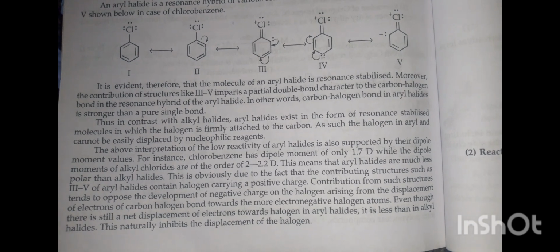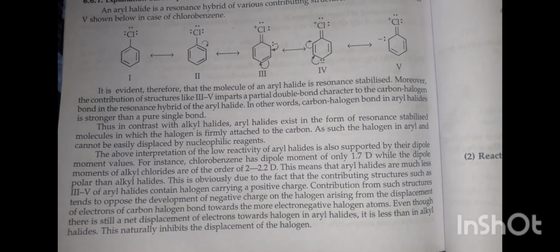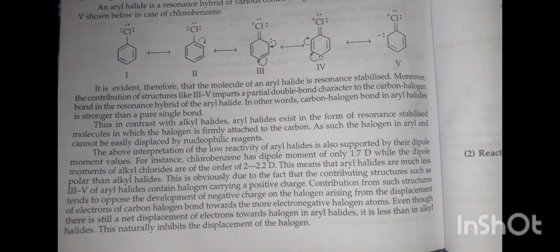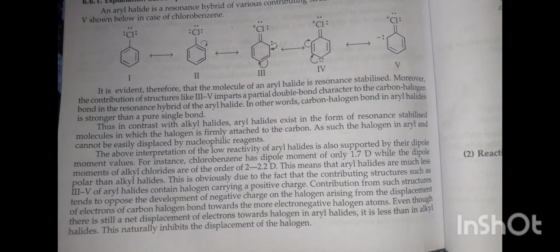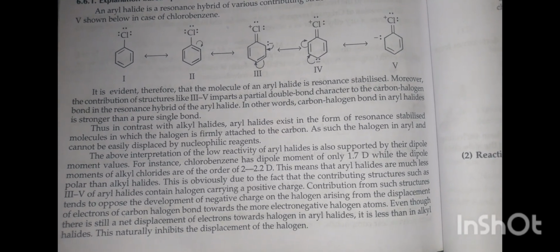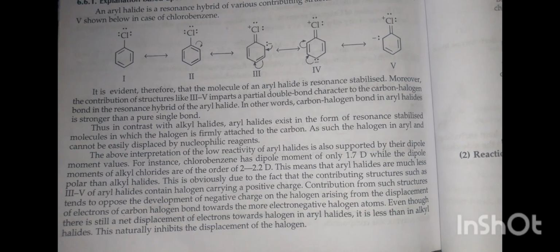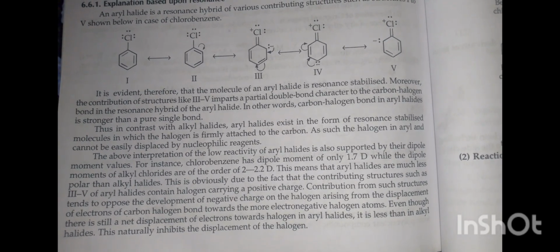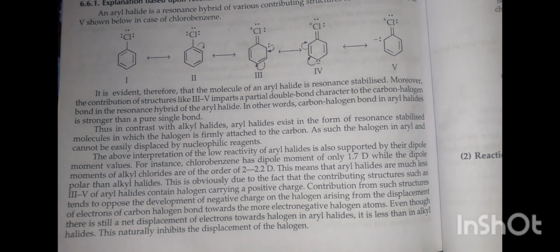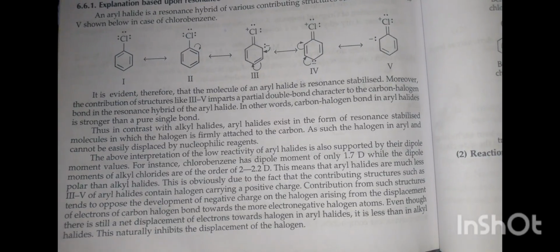This is obviously due to the fact that contributing structures such as 3rd to 5th of aryl halides contain halogen carrying a positive charge. Contribution from such structures tends to oppose the development of negative charge on the halogen arising from the displacement of electrons of carbon halogen bond towards the electronegative halogen atom. Even though there is still a net displacement of electrons toward halogen in aryl halide, it is less than in alkyl halides. This naturally inhibits the displacement of the halogen.